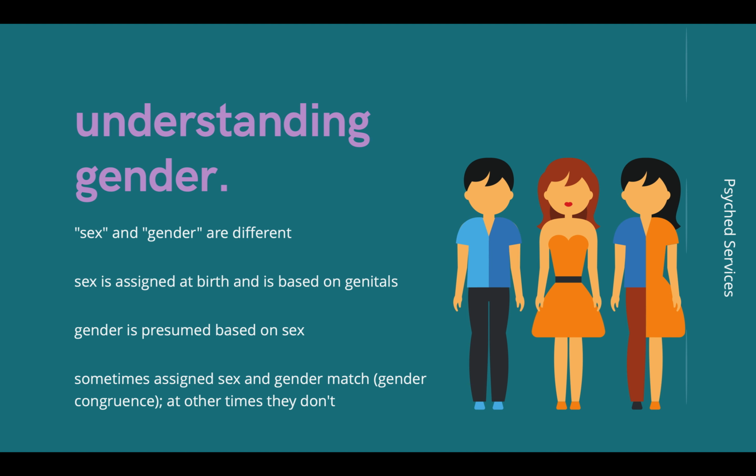So when the assigned sex at birth and the gender match, that's considered to be gender congruence. So I'm going to use myself as an example. I am genetically female and I identify as female. So that would be gender congruence. We know that that's not always the case. Many people, their gender does not match their assigned sex at birth. And so those are the people that we're talking about when we have considerations for gender equity.